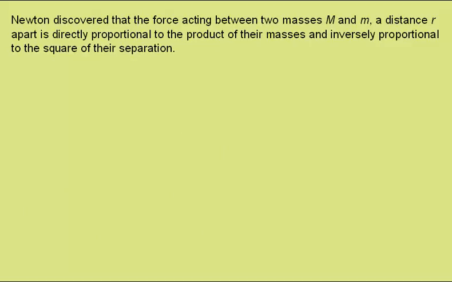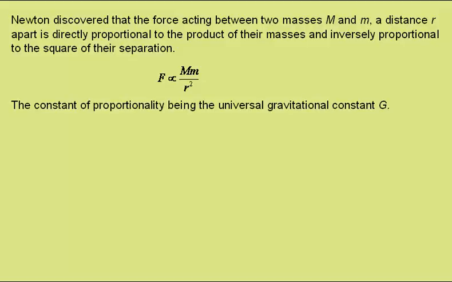Newton discovered that the force acting between two masses, big M and little m, a distance r apart, is directly proportional to the product of their masses and inversely proportional to the square of their separation, which we can write like this: force is directly proportional to big M little m over r squared. The constant of proportionality being the universal gravitational constant, capital G. And G has a value of 6.67 times 10 to the minus 11 newton meters squared per kilogram squared.